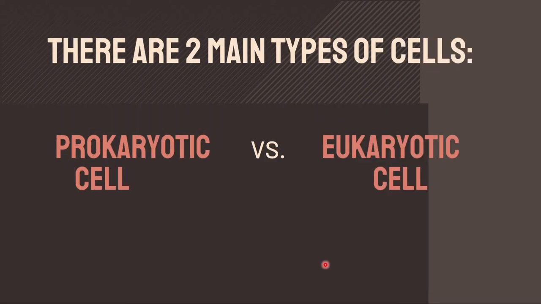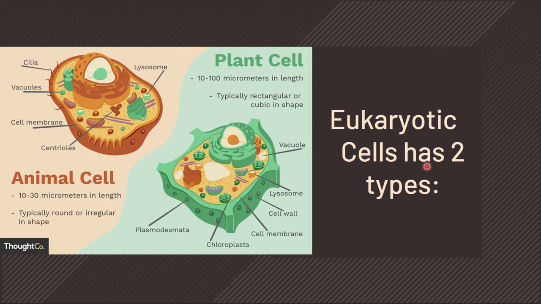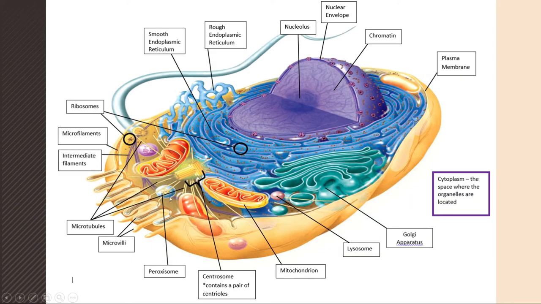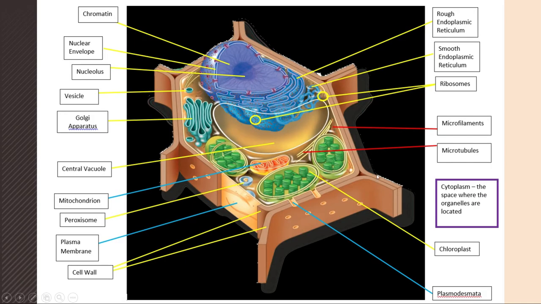Now let us proceed. There are two main types of cells. We have prokaryotic cell and eukaryotic cell. But for the sake of this lesson, we will focus on eukaryotic cell. We will tackle prokaryotic cell and compare it to eukaryotic cell in the next module. So, a eukaryotic cell has two major classifications. I know na may idea about that in junior high school. So, we have animal cell and plant cell. So, this is an animal cell. We also have another illustration of the animal cell with labeled parts. Then, this is our plant cell. And we also have this illustration of the plant cell with labeled parts.